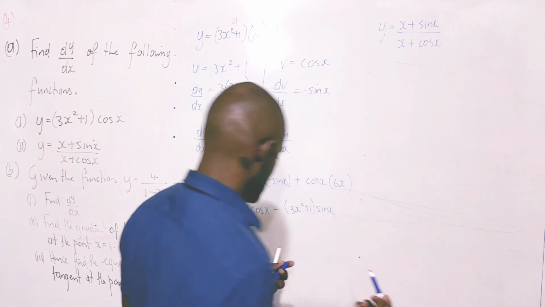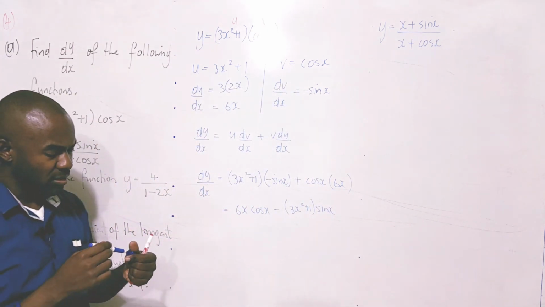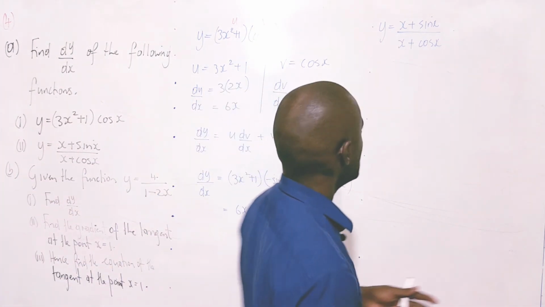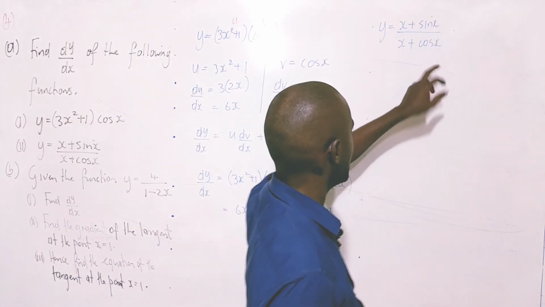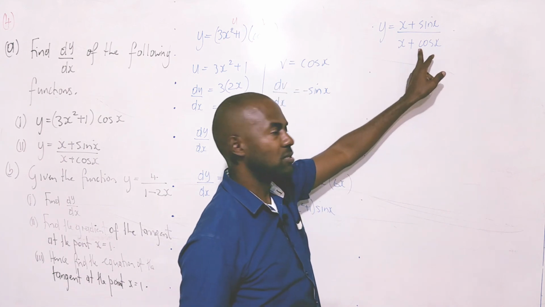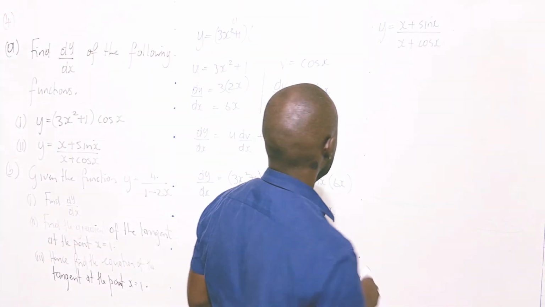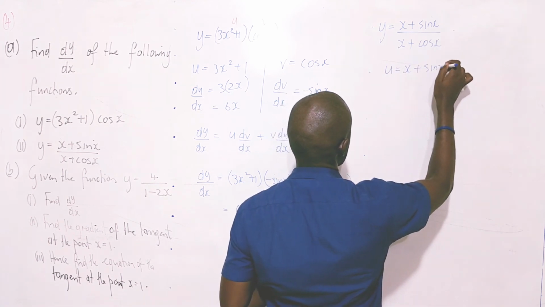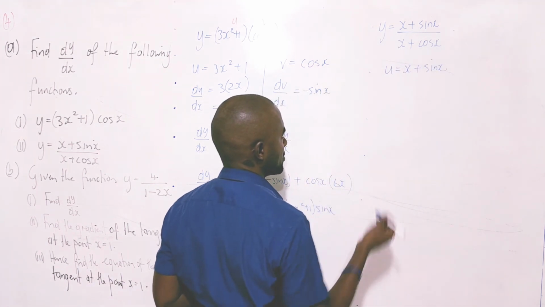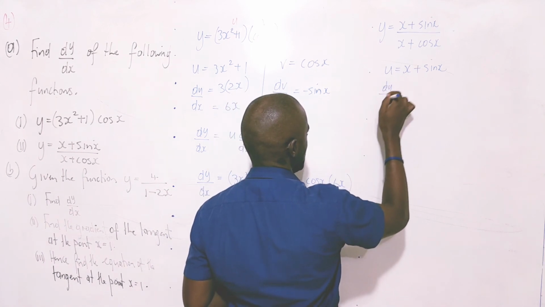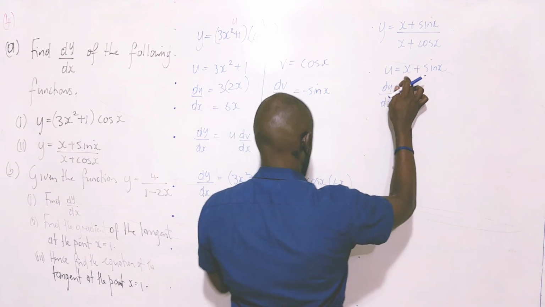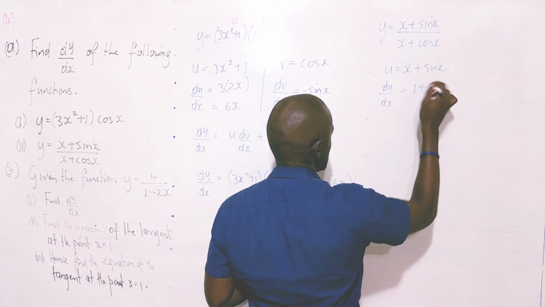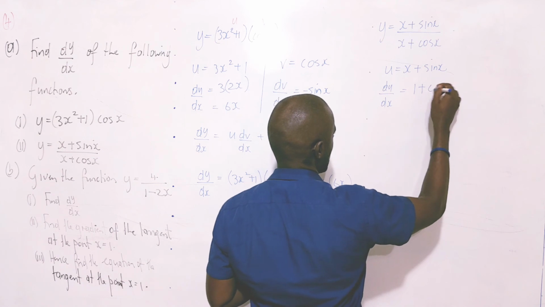So again, this is a fraction basically, and we're going to have to apply the quotient rule. When it comes to the quotient rule, the numerator is often let to be equal to u, and the denominator is v. So we let u equals x plus sine x, and of course we find du by dx. So du by dx is equal to, when you differentiate x, we get 1. So this is 1 plus, we differentiate sine x, we get cos x.